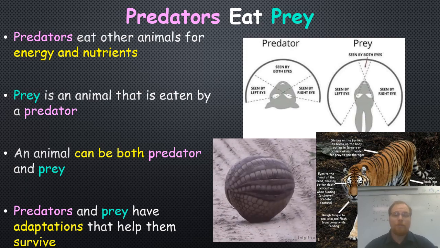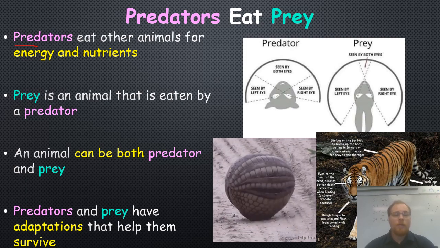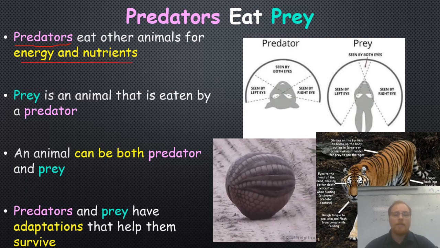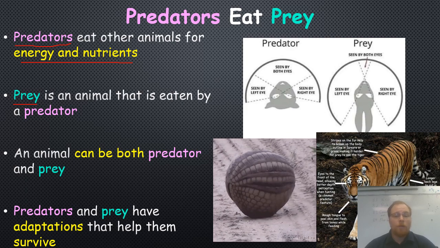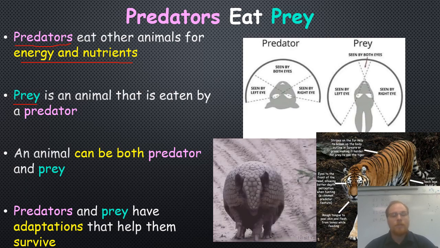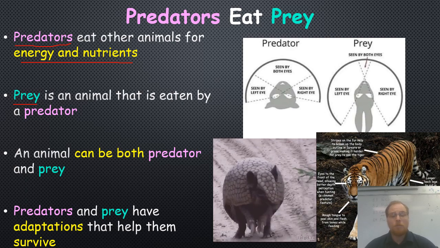Predators eat prey, right? So predators are getting their nutrients and energy from prey. And prey is any kind of animal that's eaten by a predator. An animal can be both predator and prey, like the snake, which is a secondary consumer, is both predator and prey. Now, prey and predators all have really interesting adaptations that help them survive.